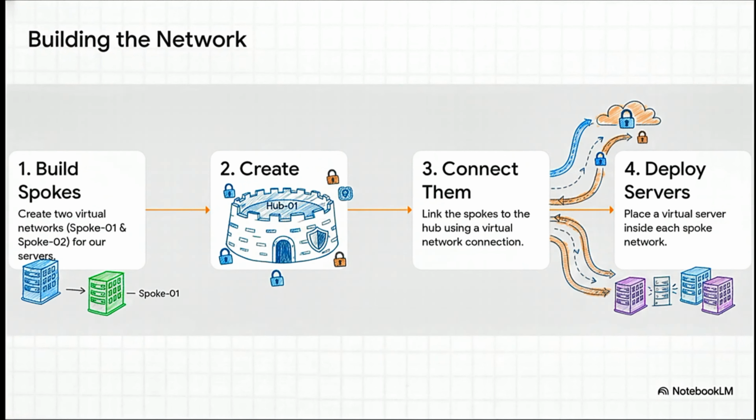After that, we need to connect them, right? We link the spokes to the hub using a process called peering. All that really means is we're creating a secure, private connection between them. And finally, we just drop our servers right inside each of those office parks.